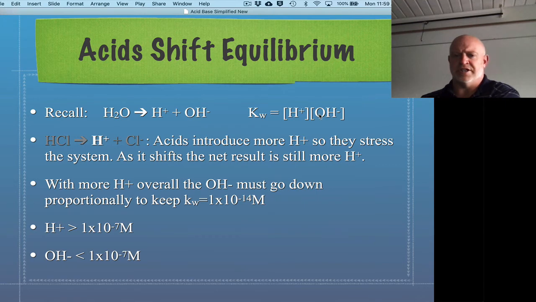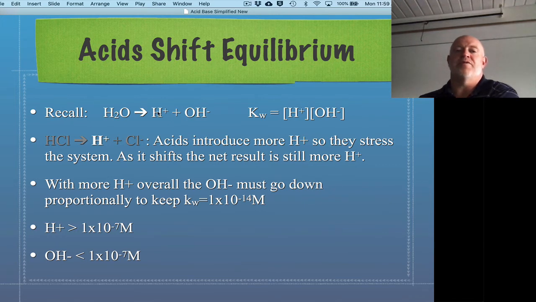Here's our expression again. Remembering that this number has to stay 1 times 10 to the negative 14th at all times. So what we're going to do is add an acid in. Now I grayed out the parts that really aren't important to us, but let's talk through them anyway. So hydrochloric acid gets put into water. It's going to dissolve. It's going to split into hydrogen ions and chlorine ions. Chlorine ions are going to be spectators, but the hydrogen ions are going to attack this hydrogen ion and cause that to spike.